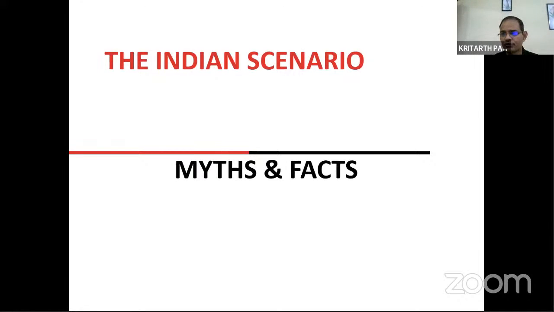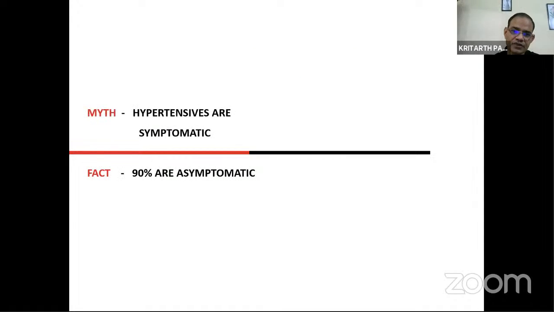What is the Indian scenario? What mistakes are made at the patient level? Myth: hypertension is symptomatic. Most people think that whenever he or she has hypertension, he or she should have some symptoms. But approximately 90% of patients with hypertension have no symptoms when they come in contact with the physician.